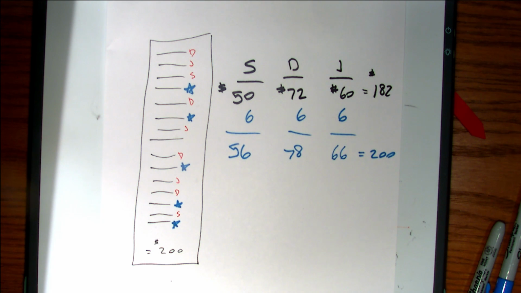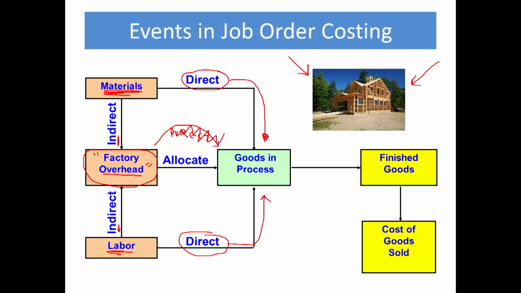Now go back to this illustration. Our factory overhead, we cannot directly trace, so we have to have some sort of means of allocating it. Does that make sense now? Sometimes we call that, we are going to assign that factory overhead. Okay? We're going to allocate or assign that. But that's how those costs get to goods in process.